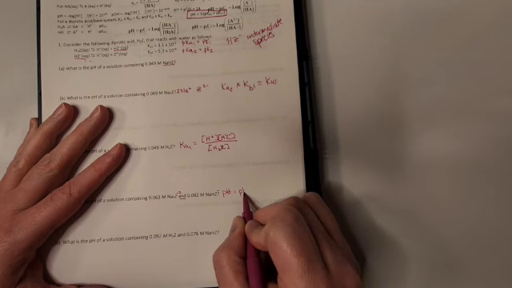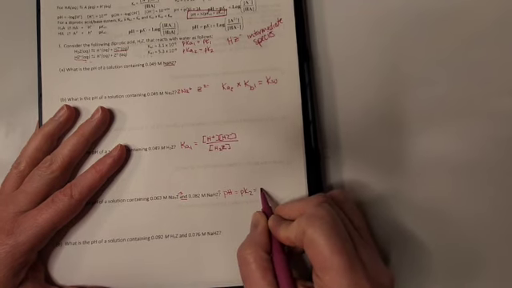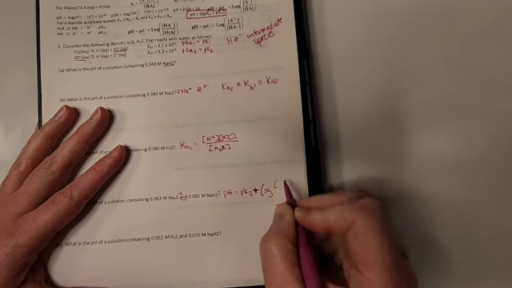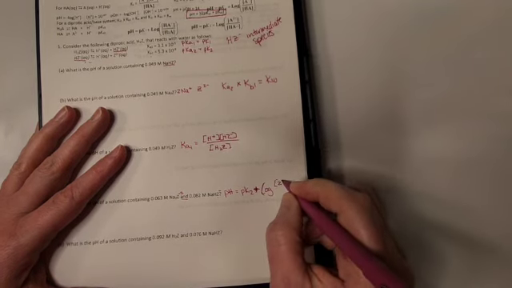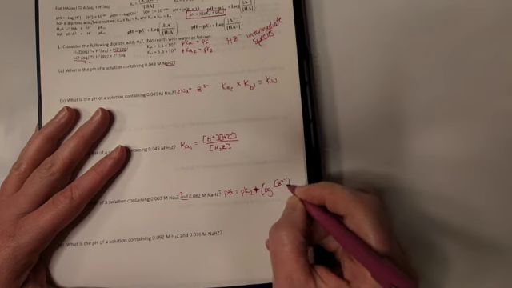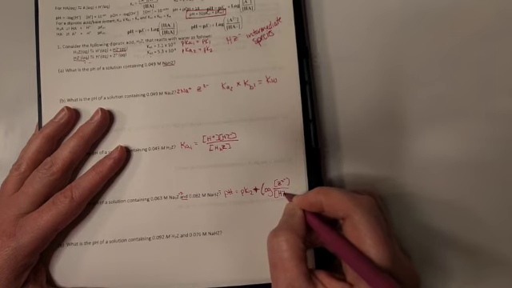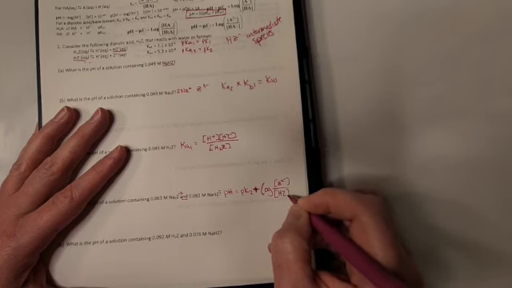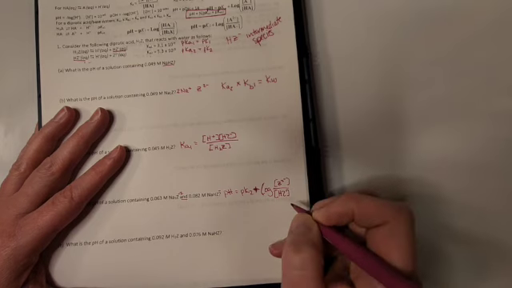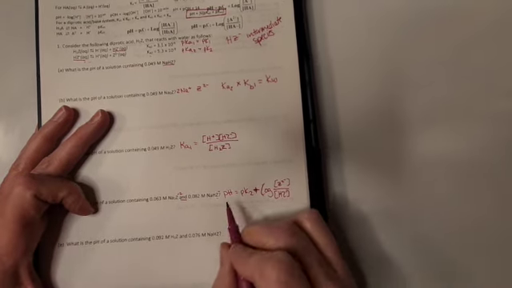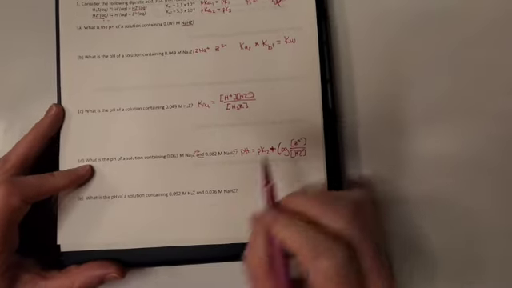So we're going to come down here. pH equals pK2 plus, not equals, plus the log of our Z2 minus over HZ minus right there. And then this is going to give us our pH, right?